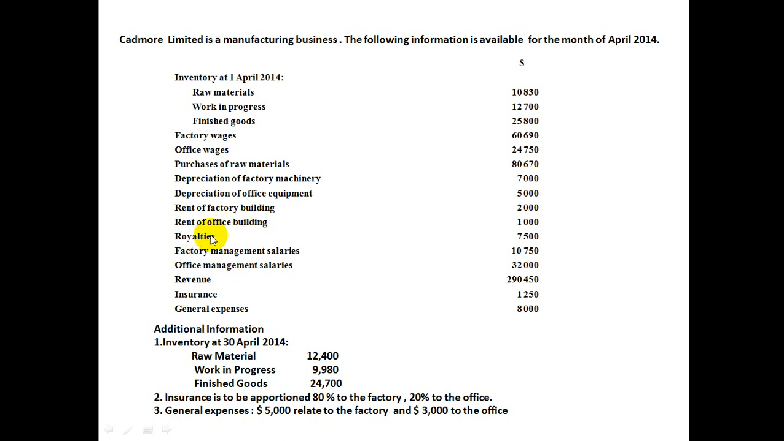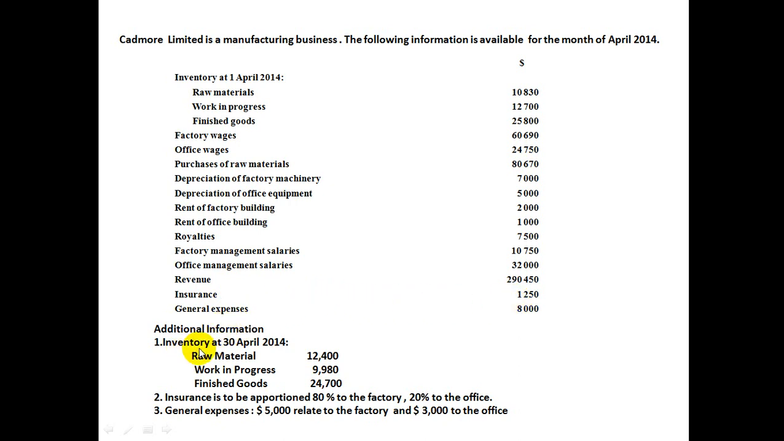Royalties. Royalties are direct expenses. They are basically the cost paid for the invention to its real owner because we are reproducing his invention. So these are direct expenses and are taken in the cost of goods manufactured statement. Factory management salaries will be taken in the FOH portion. Office management salaries will be taken in the income statement expenses portion. Revenue is used in the income statement. Insurance and general expenses mostly belong to the income statement.